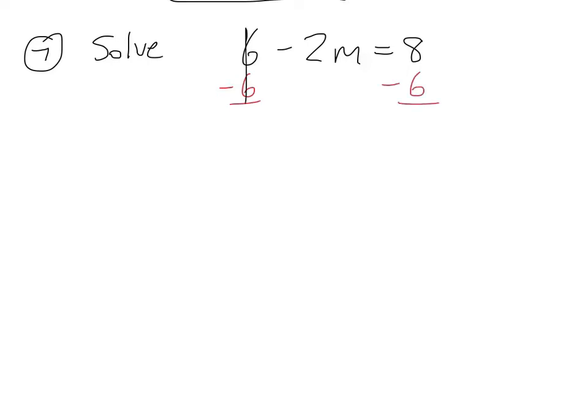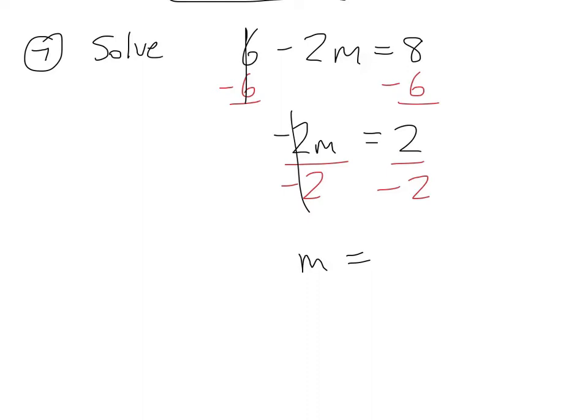6 minus 6 cancels. Leaves me with negative 2m, keep that sign, equals 8 minus 6, which is 2. Got to solve for m, so I'm going to divide by negative 2 on both sides of the equation. Negative 2 over negative 2, we could just say they cancel, become m, and that equals 2 divided by negative 2, which of course is negative 1, and you're done.